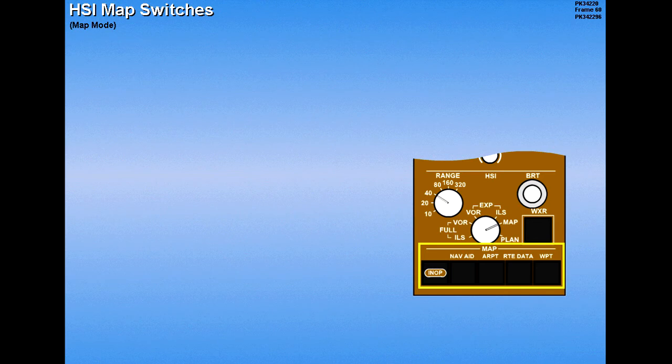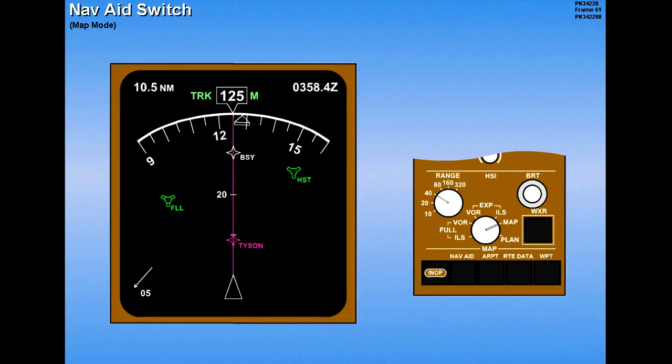Additional data may be displayed on the HSI by using the map switches. Multiple switches can be selected simultaneously. Click on the map switch that will display additional nav aids.